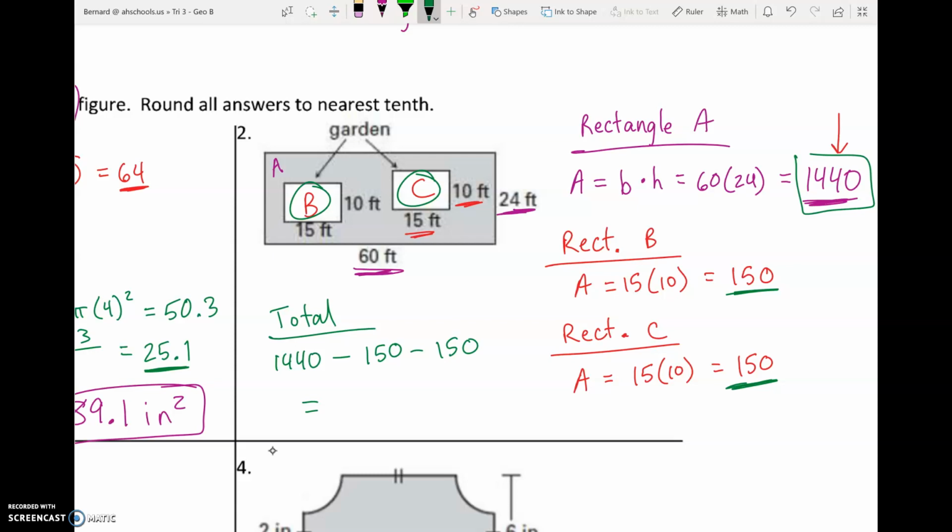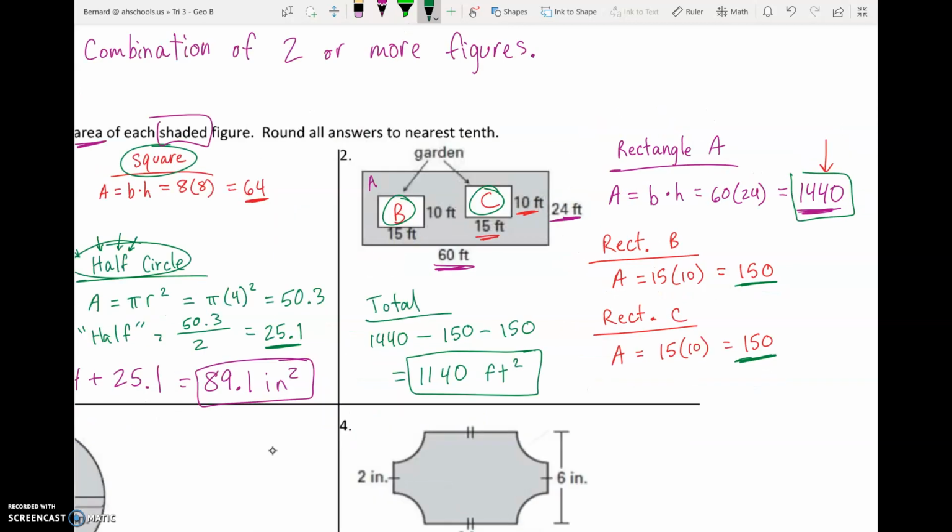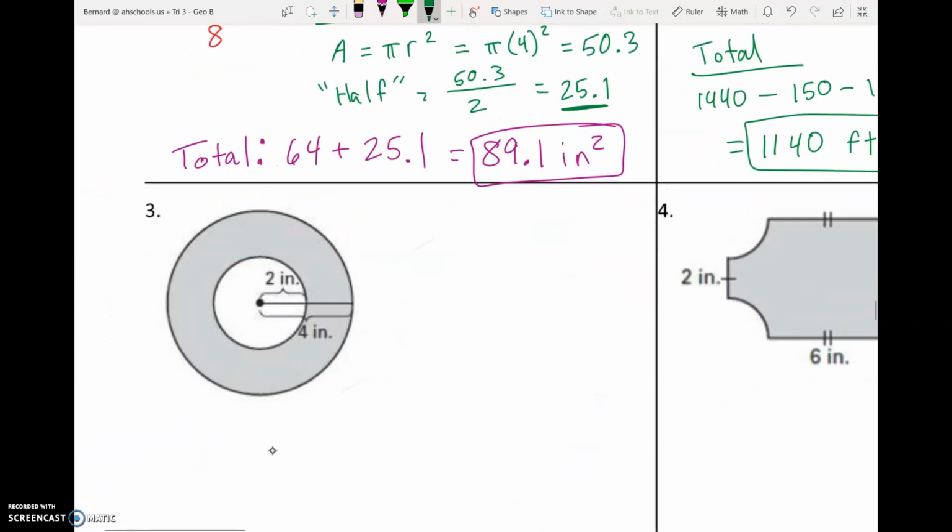So it's kind of like subtracting 300, right? And so our total will be 1,140. And then let's bring the units in, feet squared. And there we go. Excellent. All right, let's move to this one.